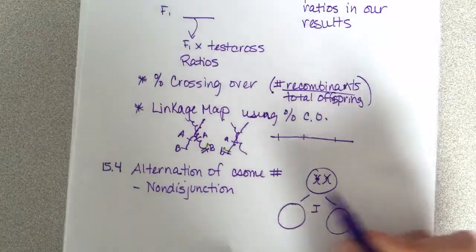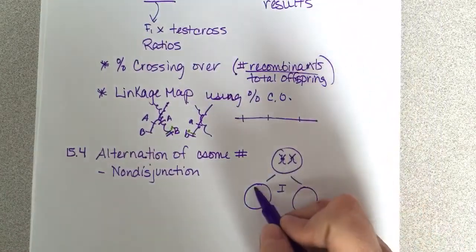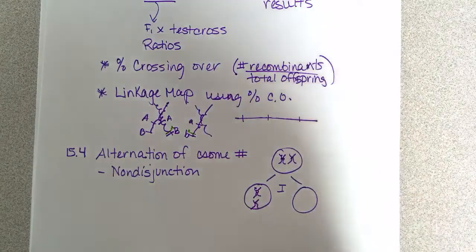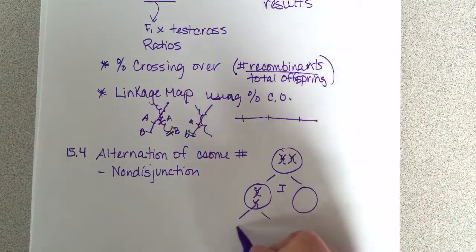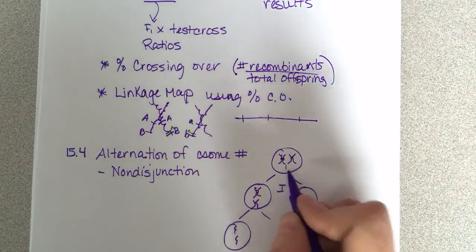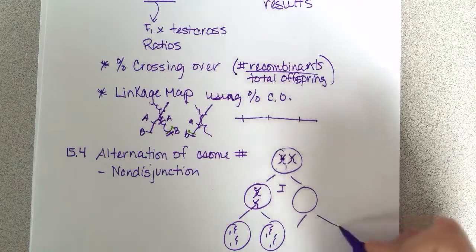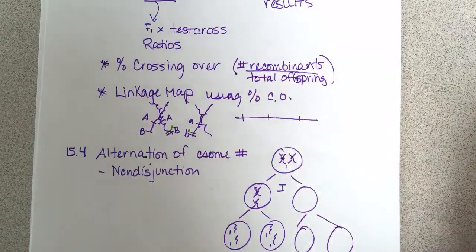Non-disjunction can occur in meiosis 1, where both of them go in the first cell, and neither one of them goes in the second cell. So then these cells have two, let's say these are chromosome pair number 1s, they have two number 1s, and these guys here have no number 1s.